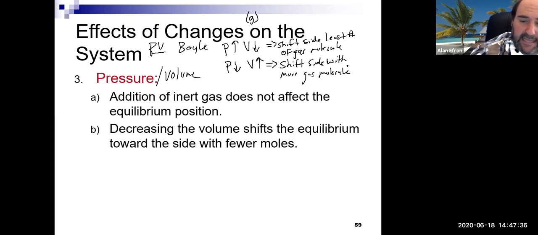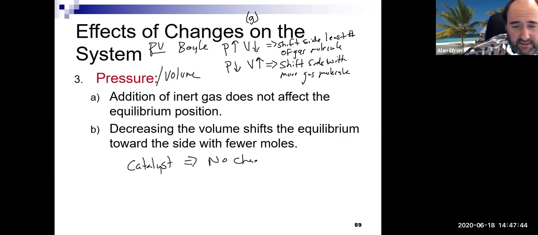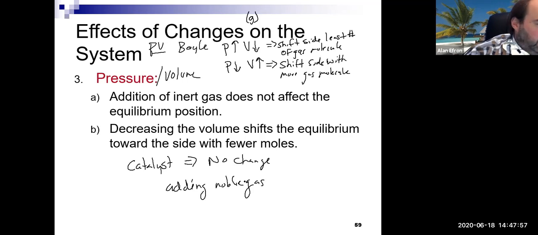So again, the last thing that we talked about is a catalyst. If you add a catalyst, it will actually have no change on the equilibrium. Other things that could cause no change is adding a noble gas. Noble gases are chemically inert, which means they essentially will not cause too much of a change. Any questions on Le Chatelier's principle?